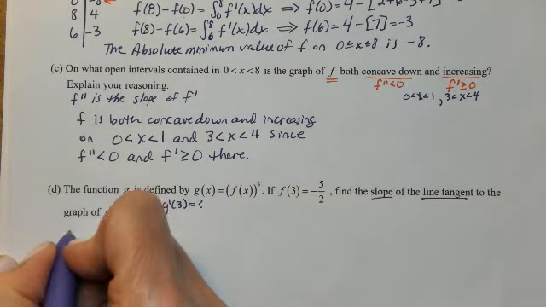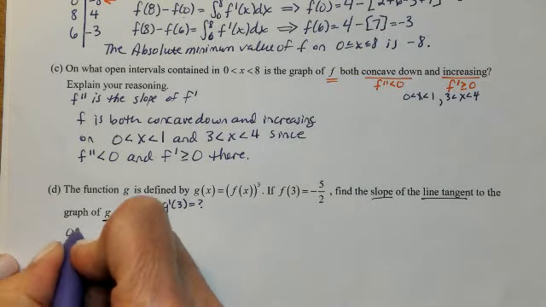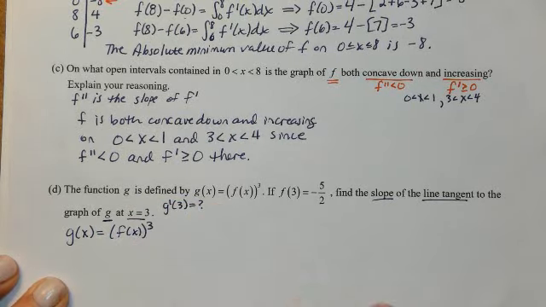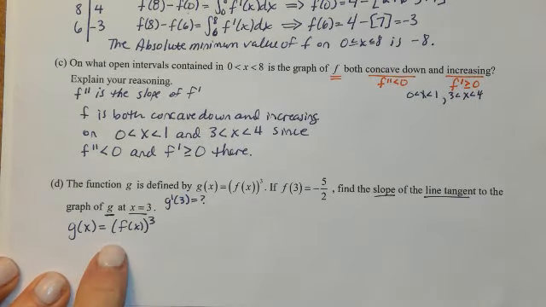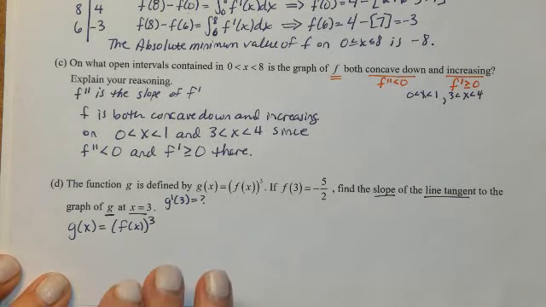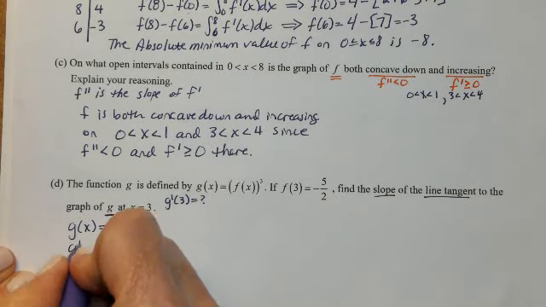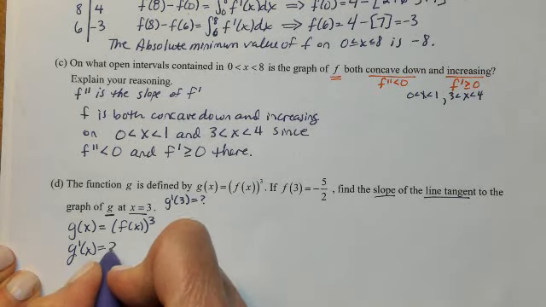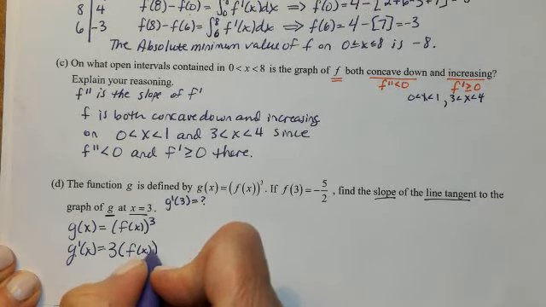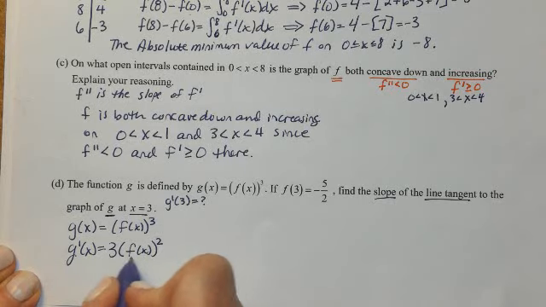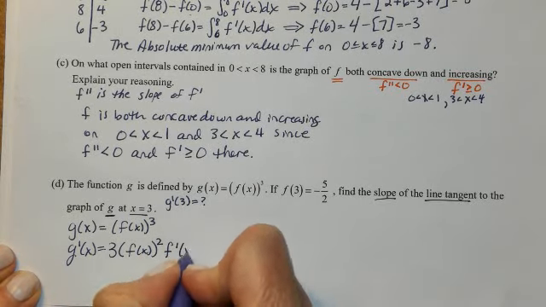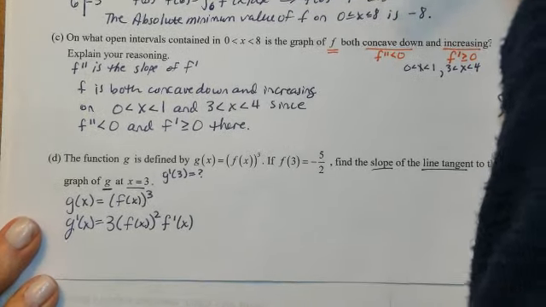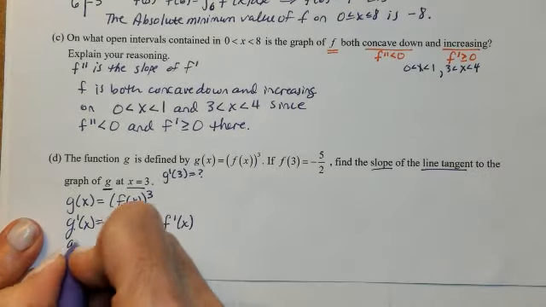Okay, to find G prime of 3, first we need to find G prime of x, right? So here is G. They told us what G is. I just need to take the derivative of this. They're asking me, do you know how to use the chain rule? And I say, yes, I do. So chain rule this: decrease the power of 3 by 1, and now take the derivative of the inside. It's right here. Okay. Now it's time to plug in 3.